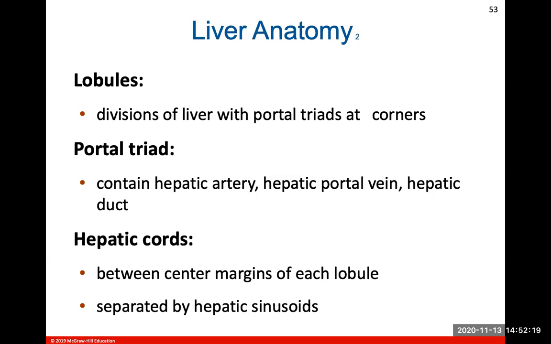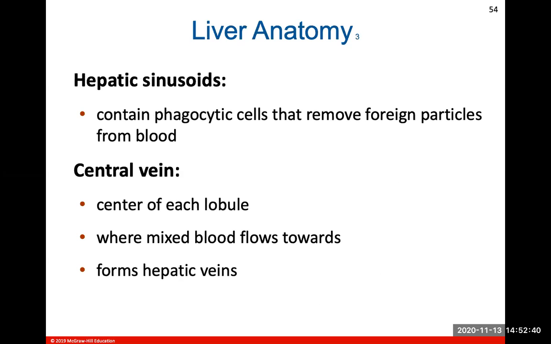So this takes us through some of that liver anatomy. The lobules are divisions of the liver with the portal triads at the corners. And like I said before, the portal triad contains the hepatic artery, the hepatic portal vein, and the hepatic duct. And the hepatic cords are between the center margins of each lobule, and they're separated by hepatic sinusoids, which are phagocytic cells that will remove anything foreign from the blood. Then the central vein is at the center of each lobule. It's where the mixed blood flows towards. It will form hepatic veins.